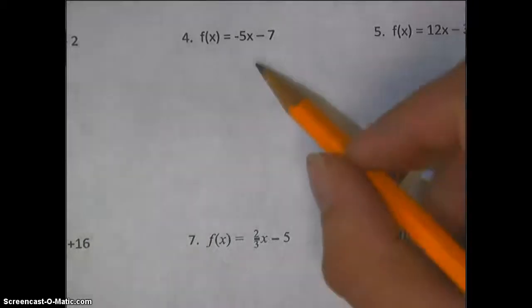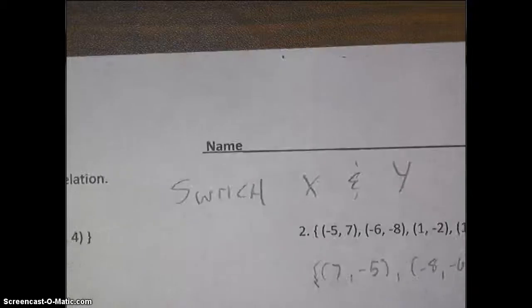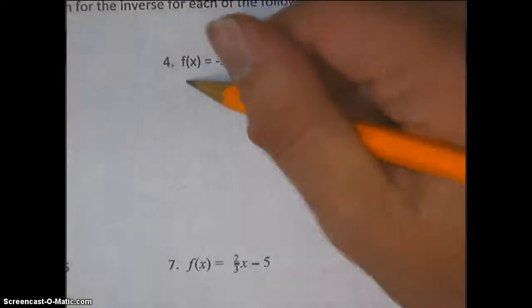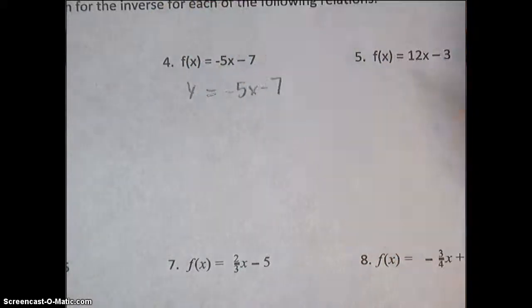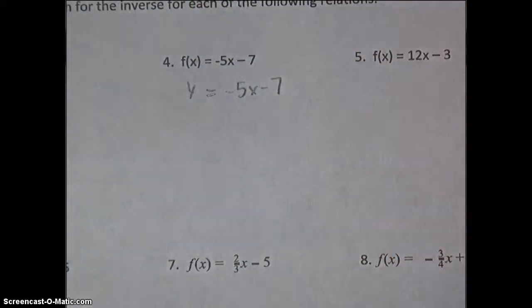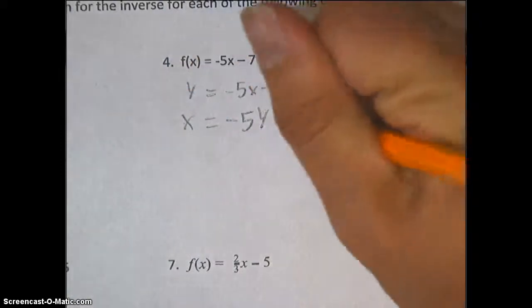f of x equals negative 5x minus 7. Remember my rule: we're switching the x and the y. So the first thing I like to do is switch f of x with a y. So y equals negative 5x minus 7, just like that. Then you're going to switch them: x equals negative 5y minus 7.